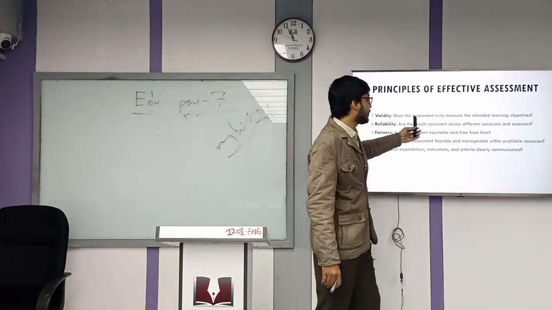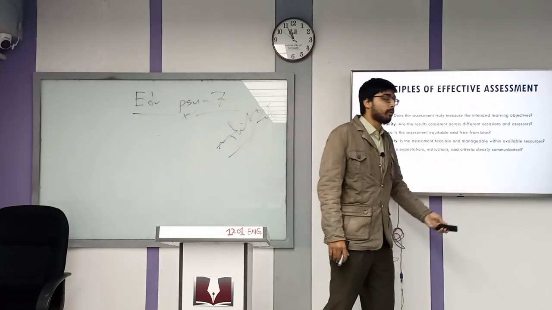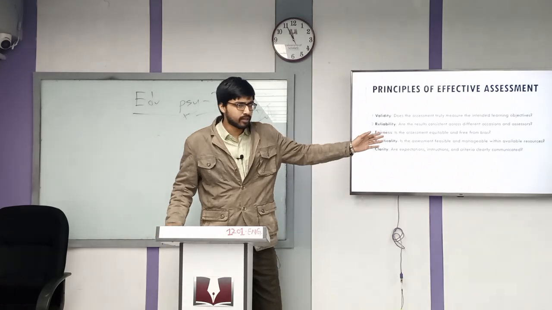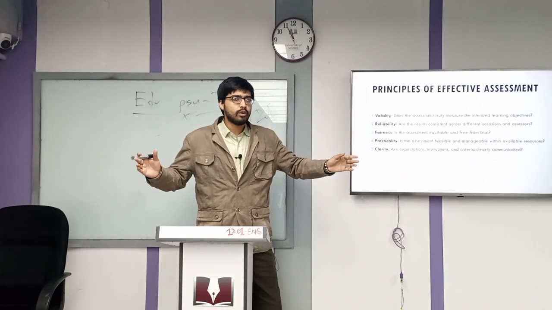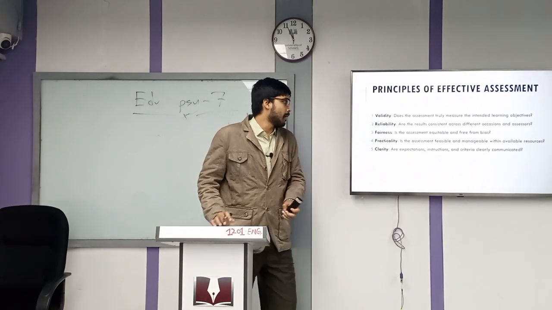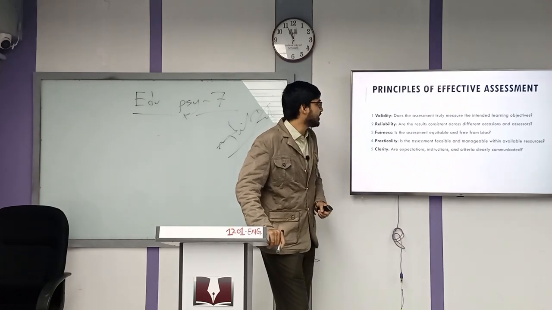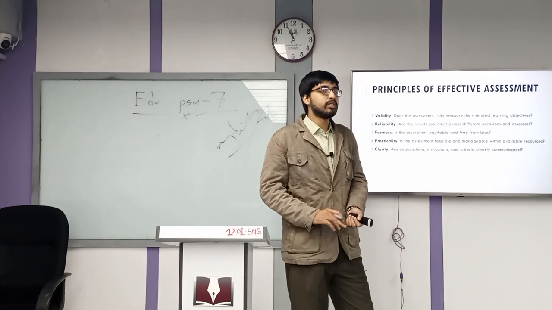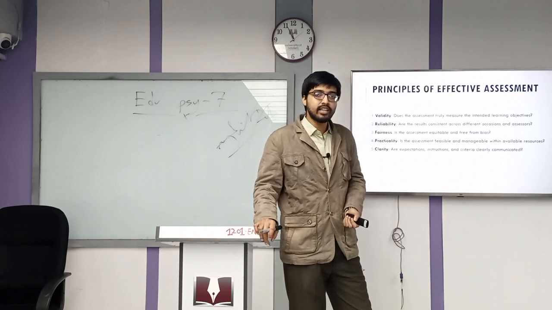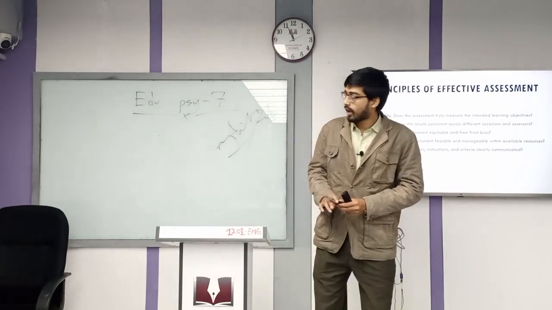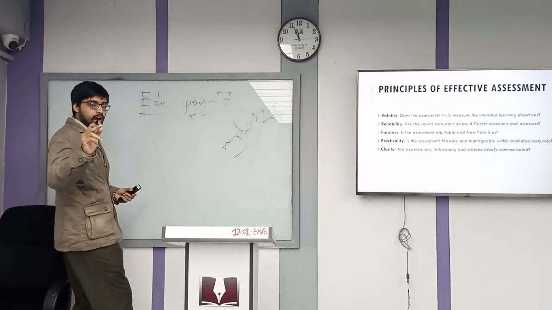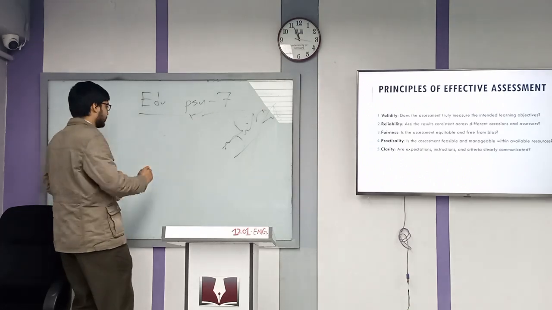Okay, validity. Does the assessment truly measure the intended learning objectives? For example, these words are quite self-explanatory, but I'll be teaching you by giving you examples. Does the assessment truly measure the intended learning objectives? Okay, I have taught you the alphabets. A, B, C, D, E, F, G, H, I, J, K, L. Okay, so there's a test I'll be taking from this class.